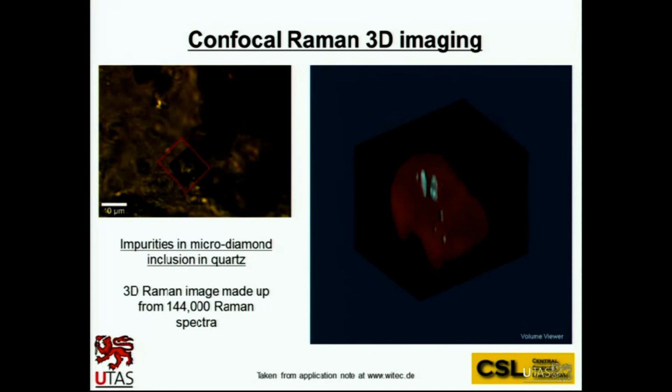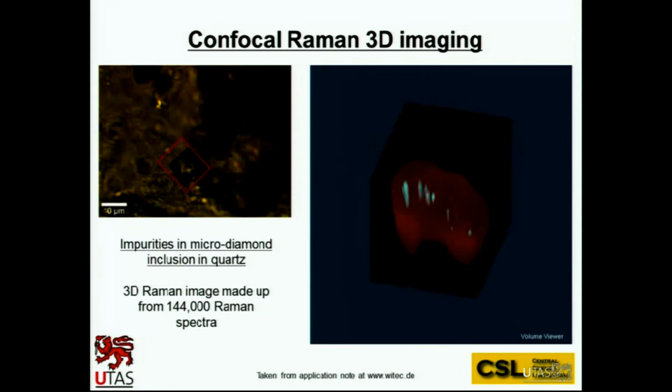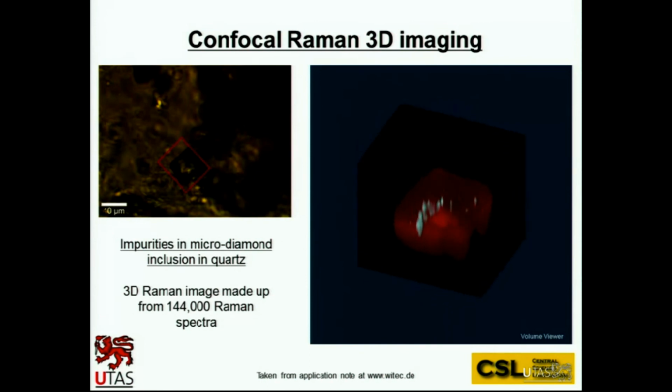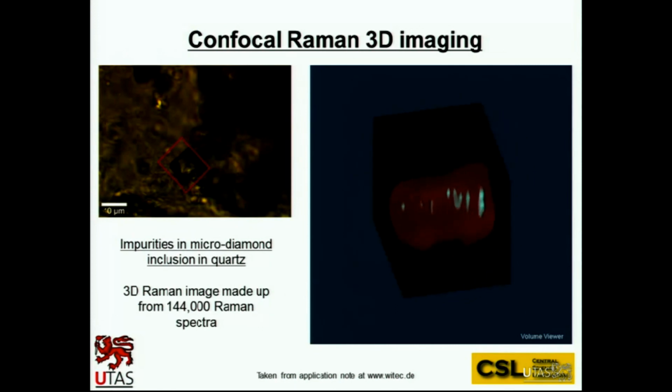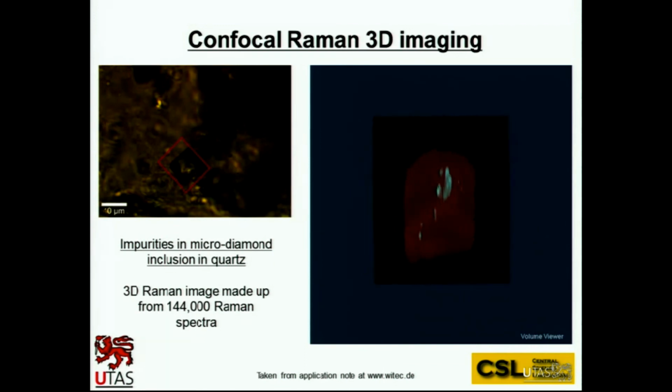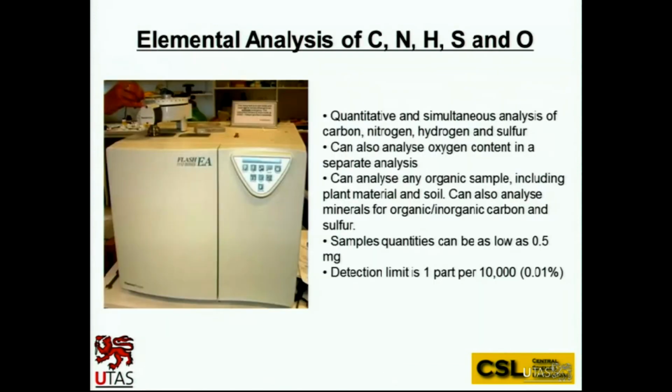In this case here, that's a geological one. That's a microdiamond. That's an inclusion inside the rock, and the white bits are imperfections within that microdiamond. Just to show you that you can actually get a full 3D chemical image of your sample using confocal Raman microscopy.